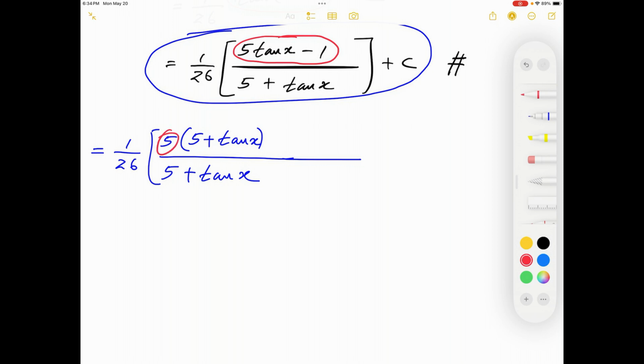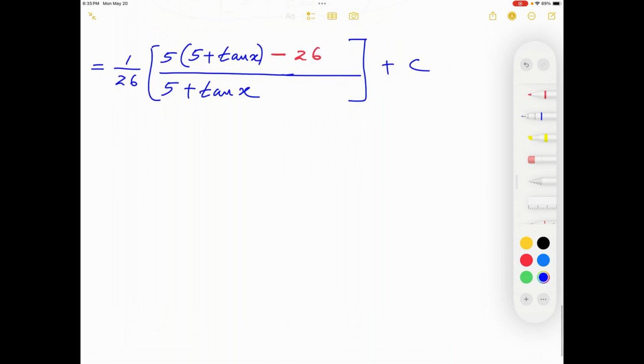If I multiply 5 times tangent x, of course I get 5 tangent x. We need 5 tangent x on the numerator. However, the constant term I get is 25 instead of the negative 1 right here. In order to create a negative 1, all I have to do is subtract 26. Now I have this negative 1 also on the numerator. Let me close the brackets, and then there's this c.